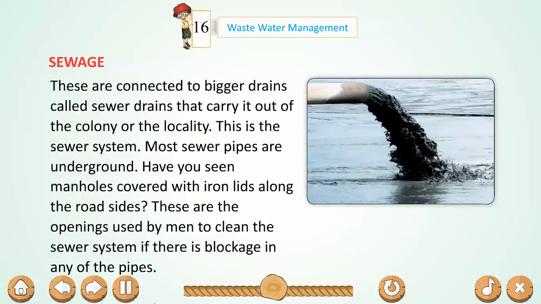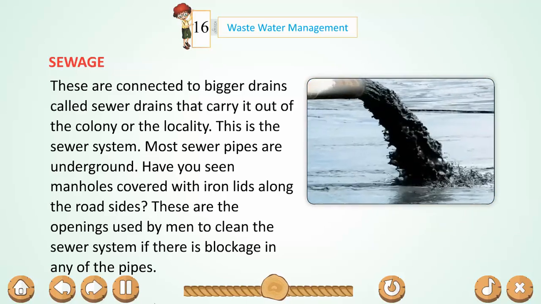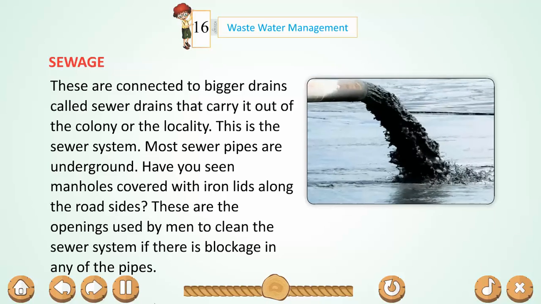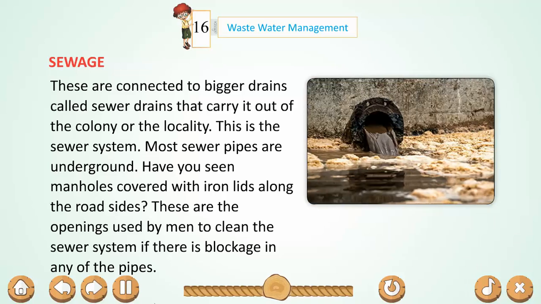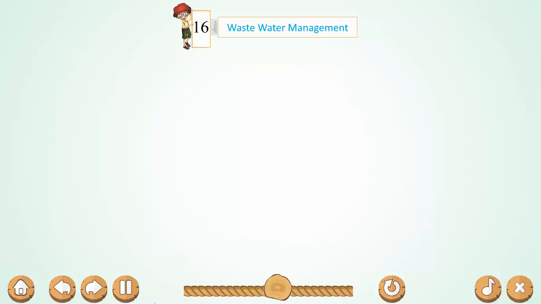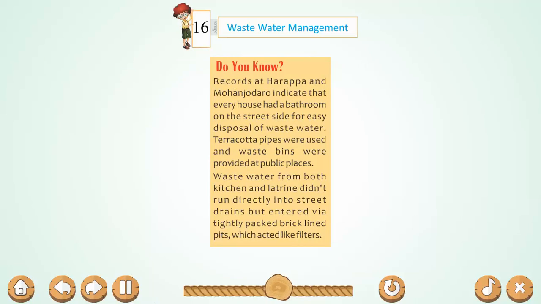Most sewer pipes are underground. Have you seen manholes covered with iron lids along the roadside? These are the openings used by men to clean the sewer system if there is a blockage in any of the pipes. Do you know? Records at Harappa and Mohenjo-daro indicate that every house had a bathroom on the street side for easy disposal of water waste. Terracotta pipes were used and waste bins were provided at public places. Wastewater from both kitchen and latrine didn't run directly into the street drain but entered via a tightly packed brick-lined pit which acted like a filter.